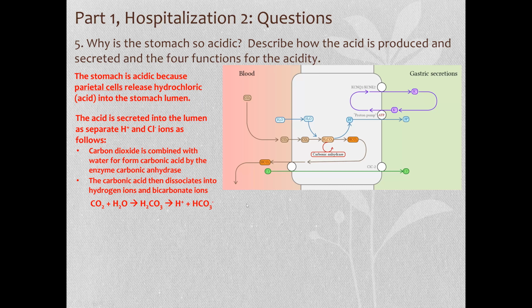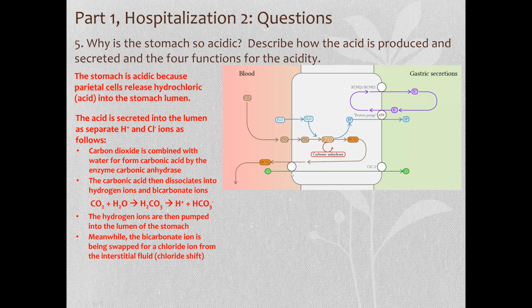So the hydrogen ions are then pumped into the lumen of the stomach using proteins called proton pumps. Meanwhile, the bicarbonate ion that was formed is being swapped for a chloride ion from outside of the epithelial cell. So the bicarbonate ion is leaving the epithelial cell and a chloride ion is coming in, and that is called the chloride shift. And then that chloride ion is pumped out into the gastric lumen. Now we have hydrogen ions out here and chloride ions out here, so now we have hydrochloric acid in the lumen of the stomach.